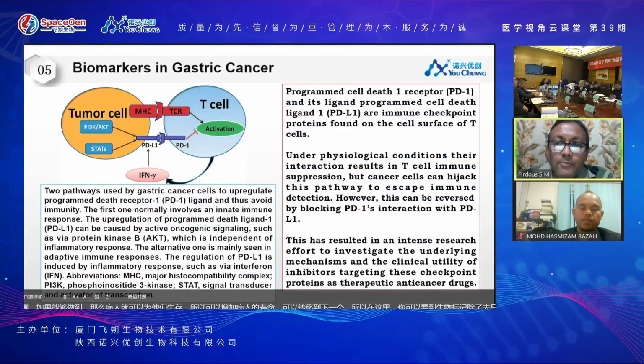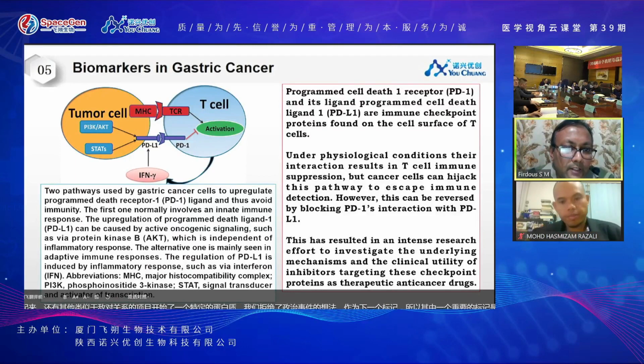So among that, one important marker is the PDL1 or the PDL. So generally two pathways are used by the gastric cancer cell for the upregulations. PD1, that is the programmed cell death receptor and its ligands, and thus avoid immunity. The first one is normally involved in initiating the immunity response, and the upregulation of the PDL1 can be caused by the activation of the oncogenic signals, either by AKT activation or the phosphatidylinositol 3 kinase activation.